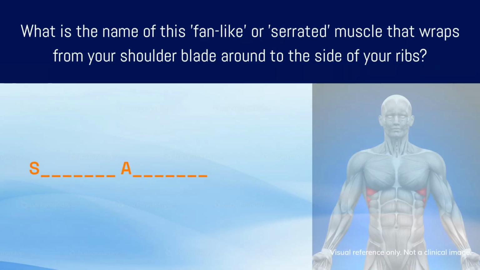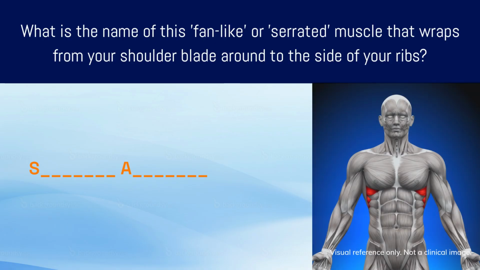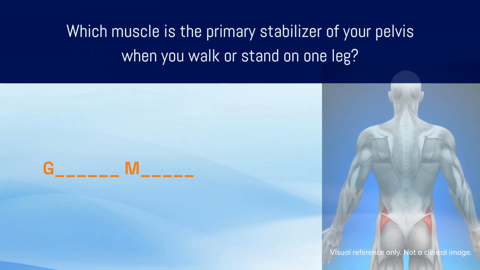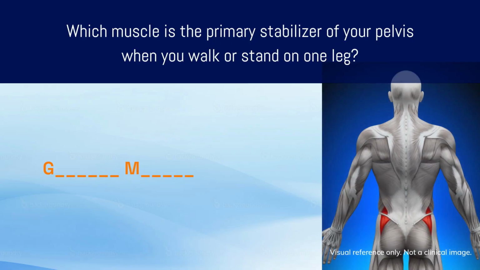What is the name of this fan-like or serrated muscle that wraps from your shoulder blade around to the side of your ribs? Serratus anterior. Which muscle is the primary stabilizer of your pelvis when you walk or stand on one leg? Gluteus medius.